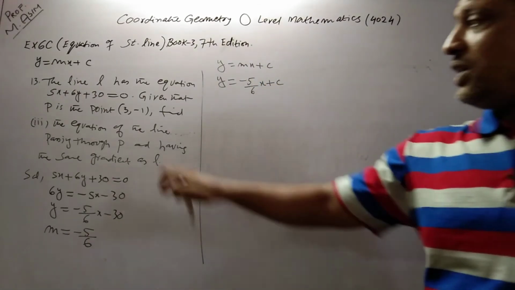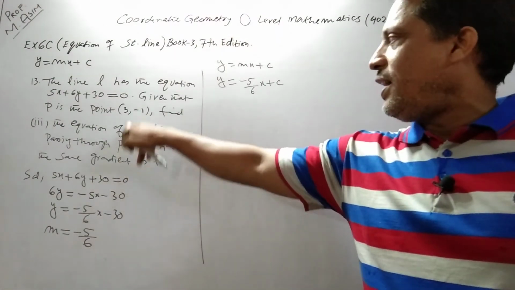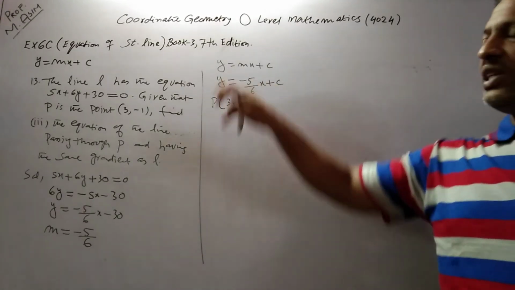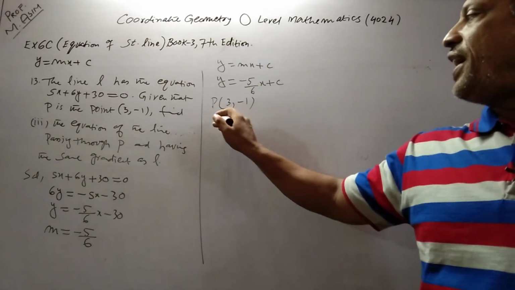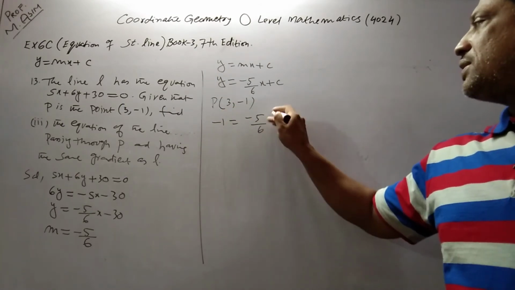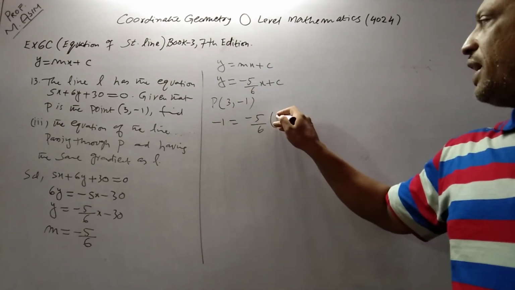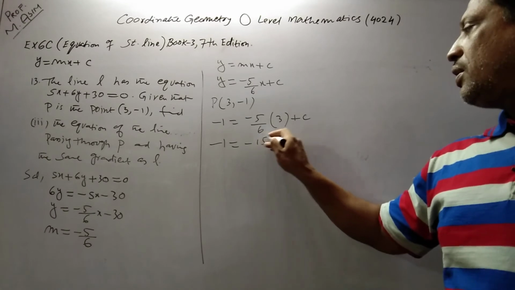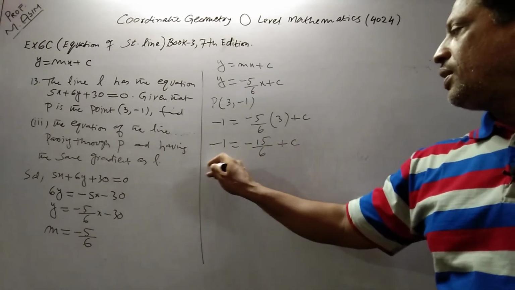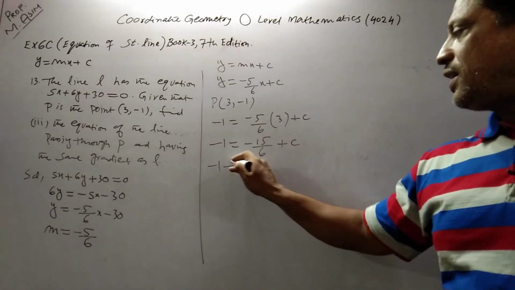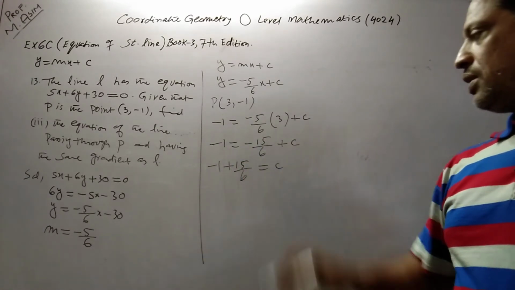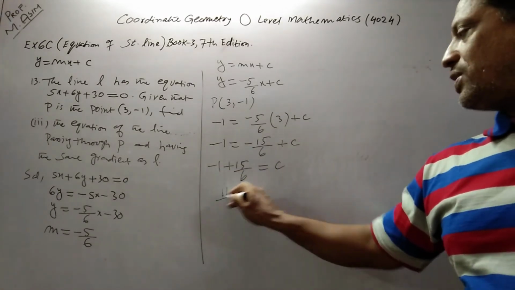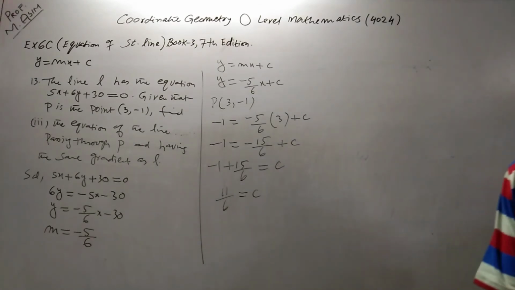And this line passes through the point P. What is the point P given? (3, -1). Satisfy this point in this line. You put minus 1 where you see y, minus 5 upon 6, put 3 where you see x, plus c. Minus 1 is equal to minus 5 into 3, minus 15 upon 6, plus c. Move this minus 15 upon 6 to the other side, it will become 15 upon 6. 6 1s are 6, 15 minus 6 is 11 over 6 is equal to c.